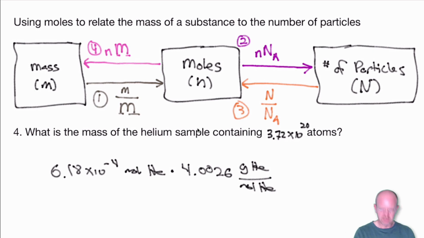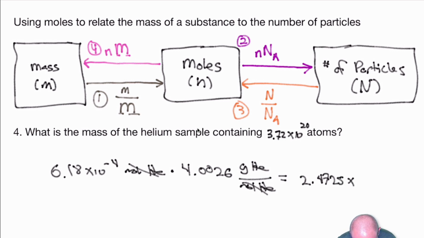And so what you'll see is the units mole of helium cancels out, and we're going to be left with grams of helium. So if we crank this calculation through in our calculator, we would get 2.4725 times 10 to the minus third grams of helium. Again, we have to be careful about sig figs. We only have 3 sig figs. So when we do that, we'll have 2.47 times 10 to the minus third grams of helium. That's the number that we would report.